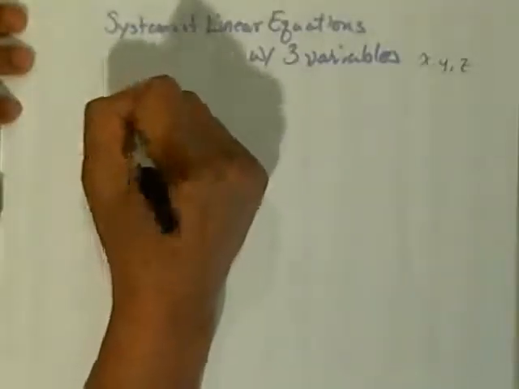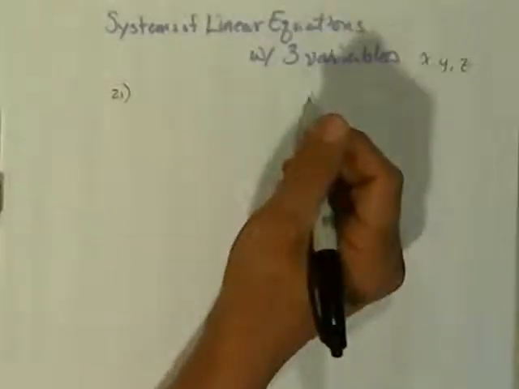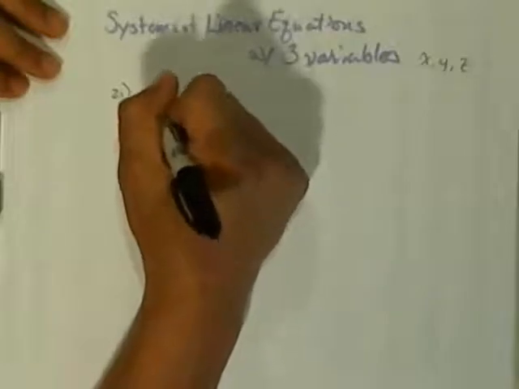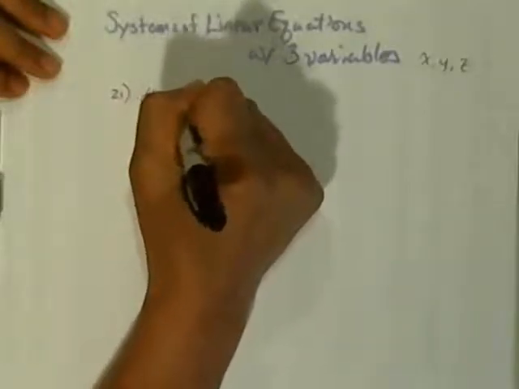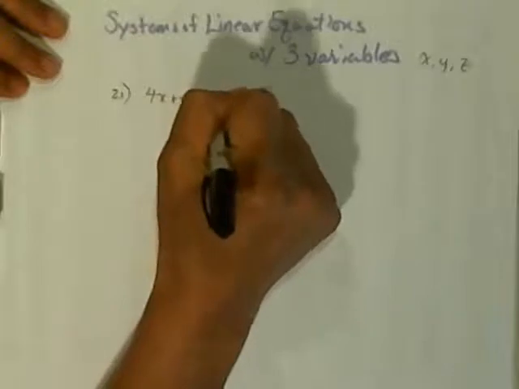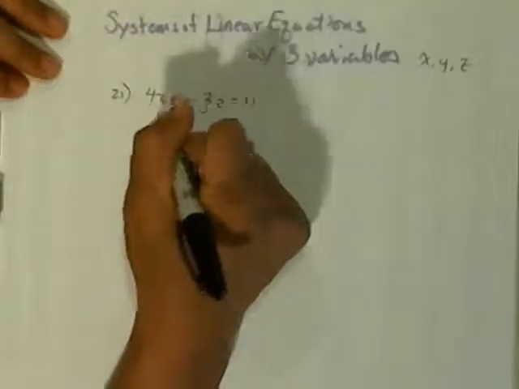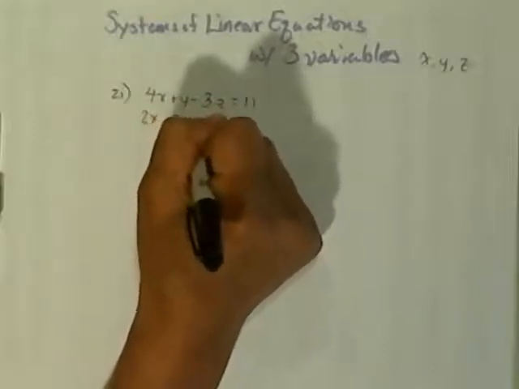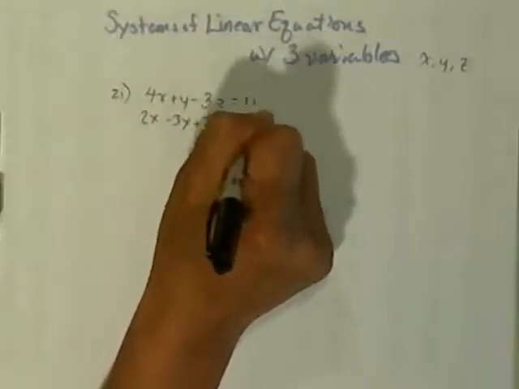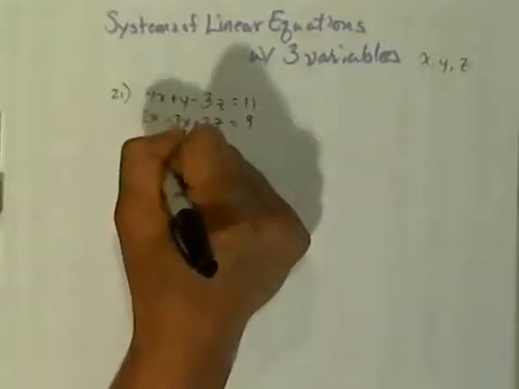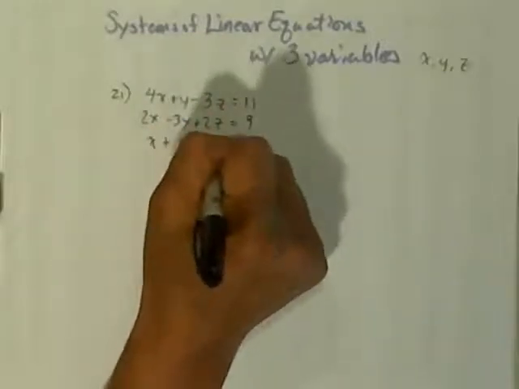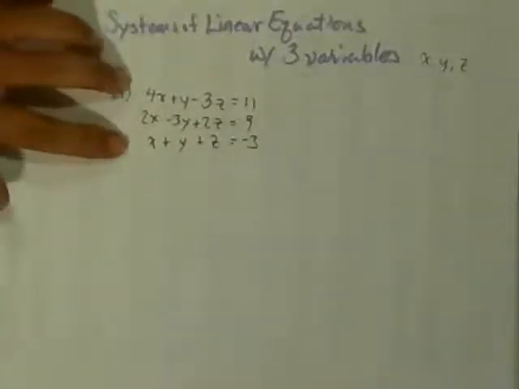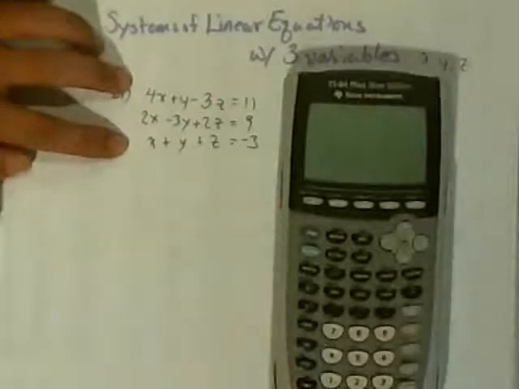Number 21. It's one of those questions where you can do it many different ways, but we're going to do it the traditional way. You have 4x plus y minus 3z is equal to 11. You have 2x minus 3y plus 2z is equal to 9. And you have x plus y plus z is equal to negative 3. I'm going to try to solve this the traditional way and also with the TI-89.